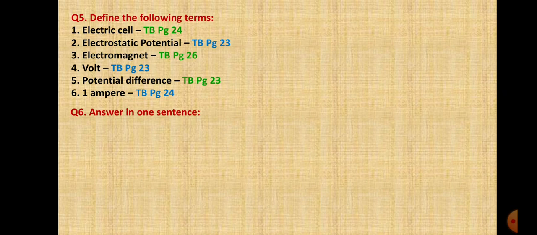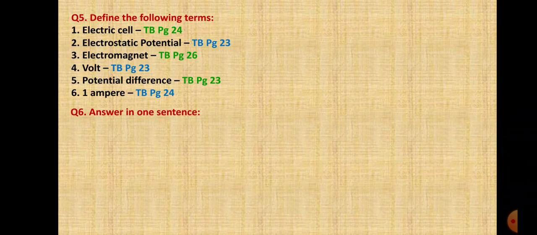The SI unit of electric current is coulomb per second or ampere. 1 ampere is equal to 1 capital A is equal to 1 coulomb per 1 second is equal to 1 capital C per S. Okay, so this is the answer. Let's move on to the next question.